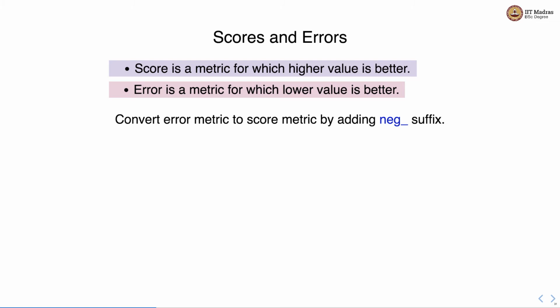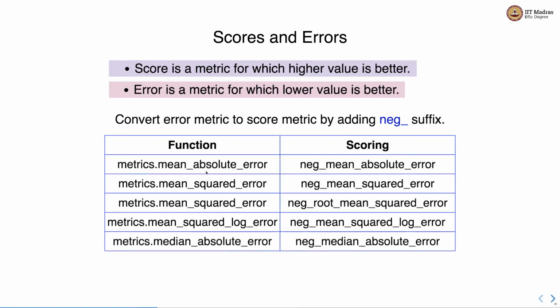We convert an error metric to a score metric by adding the neg_ prefix. For example, these are some of the error functions that are there in sklearn, and on the right hand side we see the corresponding scoring functions. For example, mean_absolute_error is the error metric that is defined in the sklearn.metrics module. The corresponding scoring function is neg_mean_absolute_error. So you can see that we have added neg_ to this error metric and we got this scoring metric. And you can see that pattern getting repeated throughout this table. For mean_squared_error, the corresponding scoring metric is neg_mean_squared_error. Then we have similar corresponding scoring metrics for mean squared log error and median absolute error.